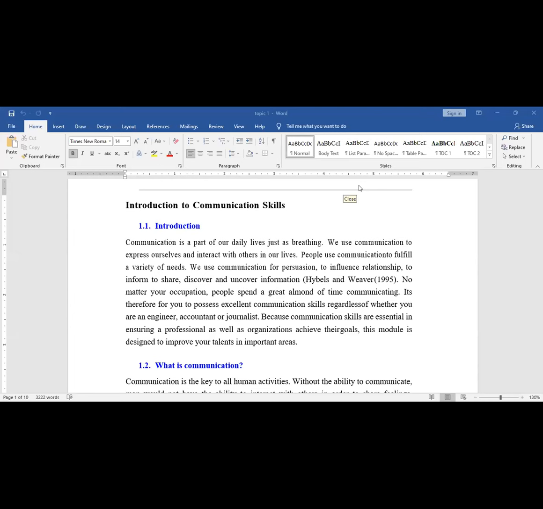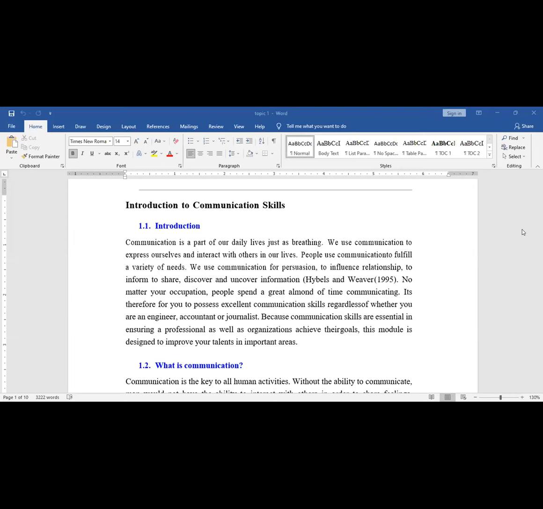So communication, just like breathing, sometimes we breathe and we don't even realize that we are breathing. The same case happens to communication, that sometimes we communicate and we don't know. Like when you sleep the whole day, there is communication. You are communicating to us that, number one, you might be a very lazy person. Number two, either you are very tired. Three, either you are sick. Four, either you like sleeping.